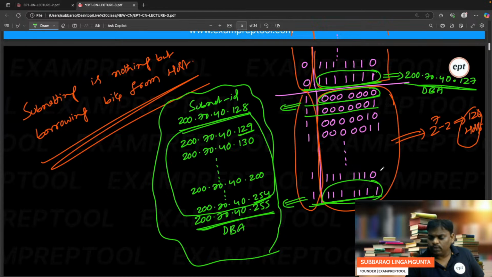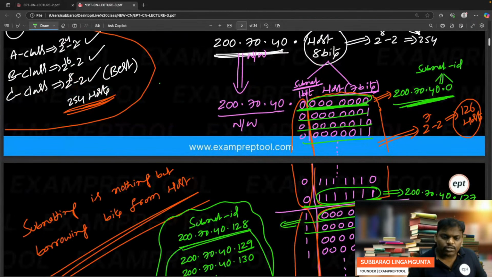That is the story. Above subnet, if you see, let me write it. Above subnet, if you see, I am writing it. So this is.